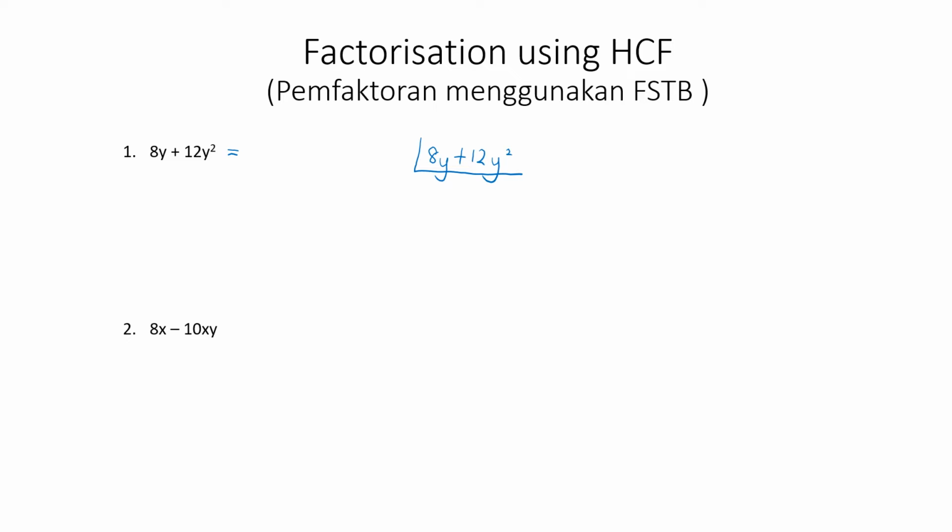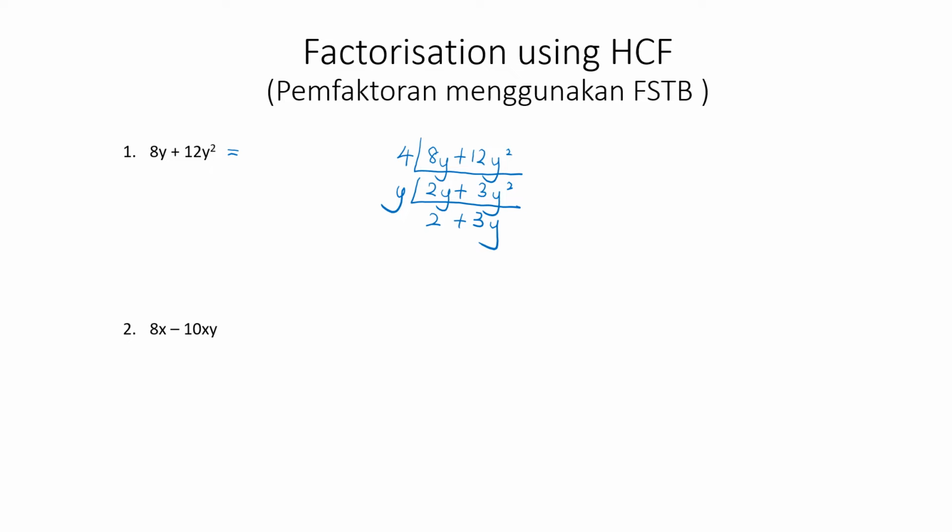Okay, what is the common factor for 8 and 12? You can use 4 as the common factor for 8 and 12. Then the remaining will be 2y plus 3y squared. And the common factor for the y squared and y, the common factor will be y. The remaining will be 2 plus 3y.